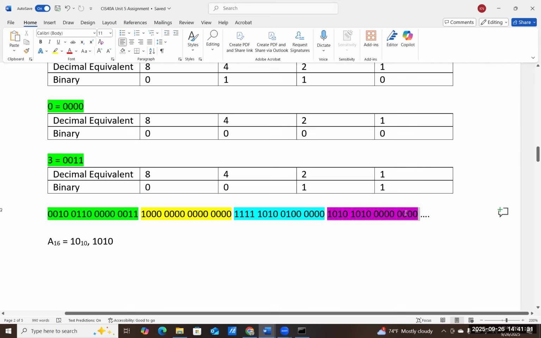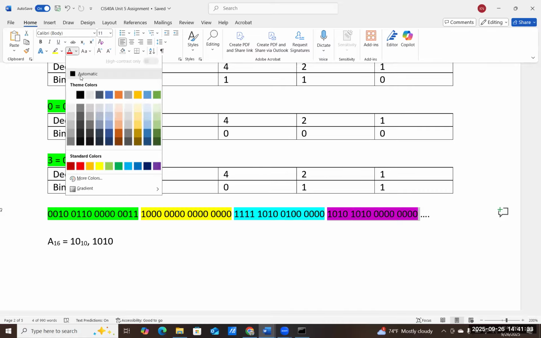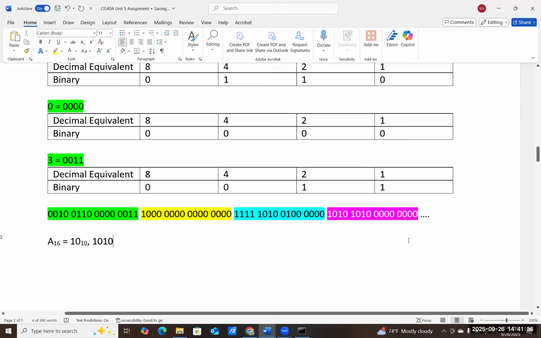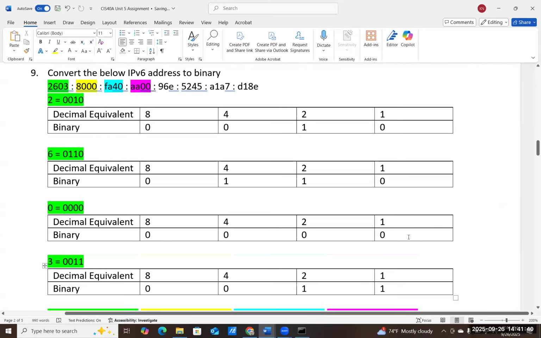Let me change this font to white so it's easier to see. Okay. So if I look at the letter D, right? A is 10, B is 11, 12 is C, 13 is D, right? So 13, what adds up to 13? 8, 4, and 1, right? So this is on, on, off, on.